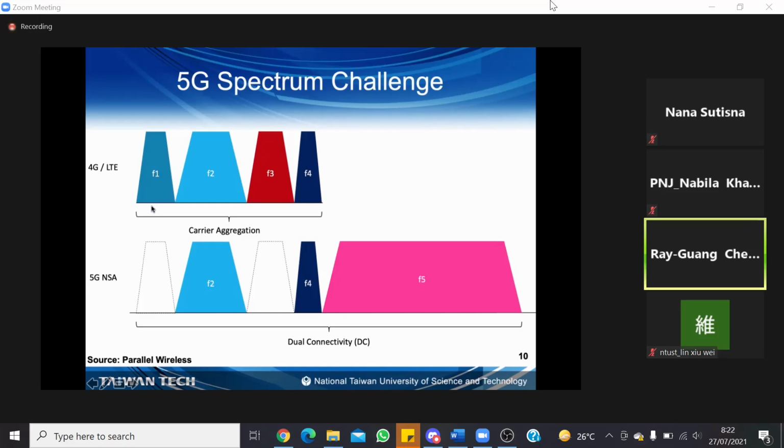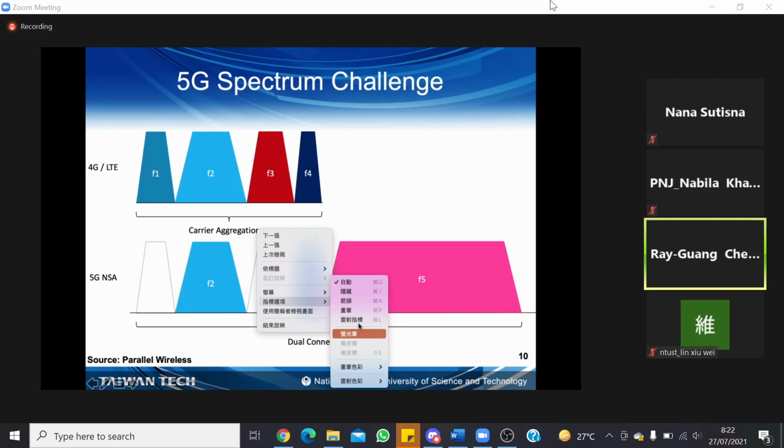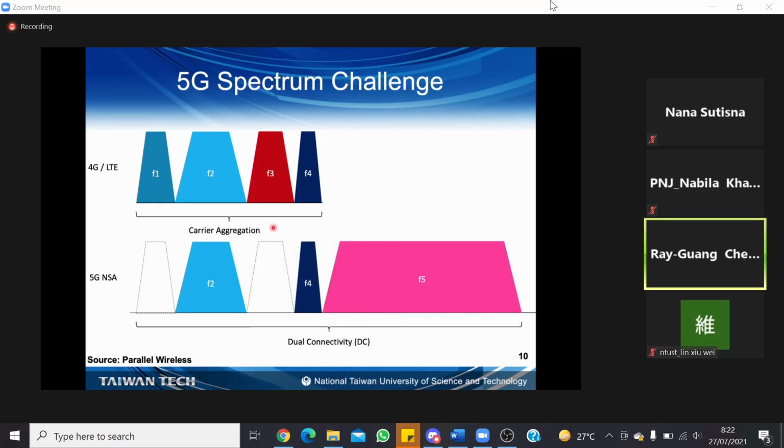Originally, we mentioned that for LTE, the channel bandwidth can be up to 20 MHz. This is a requirement for LTE. In order to further enhance the data rate, they propose carrier aggregation. They start to use carrier aggregation to provide higher bandwidth.